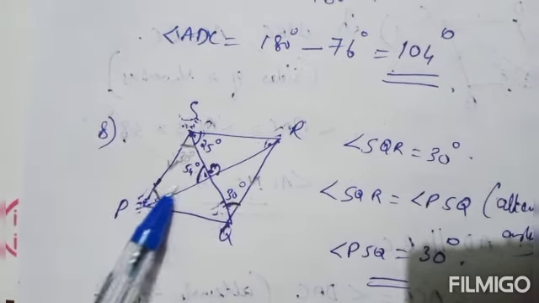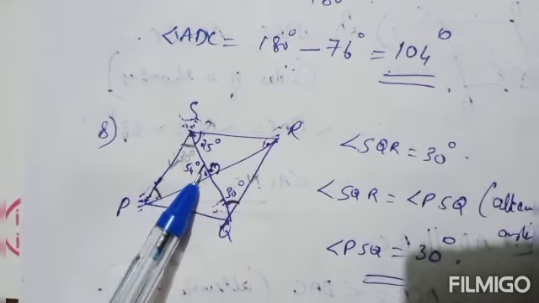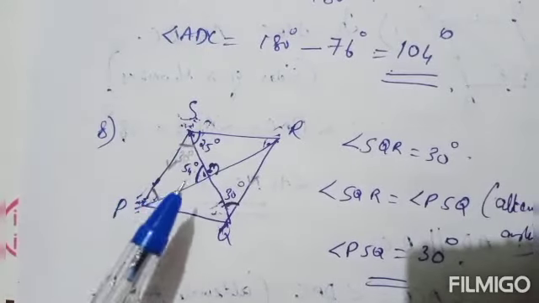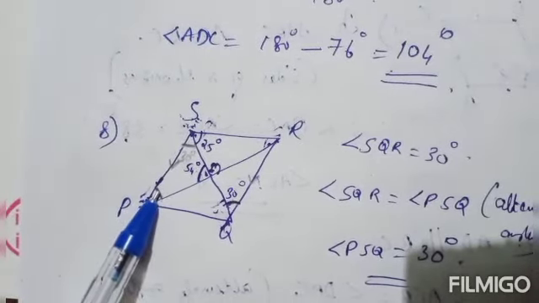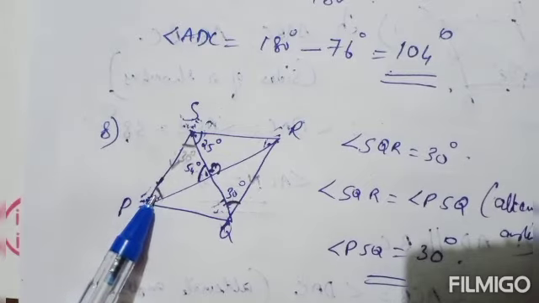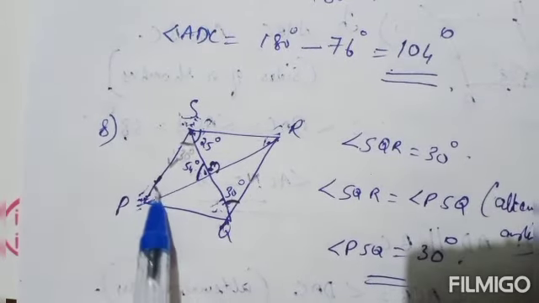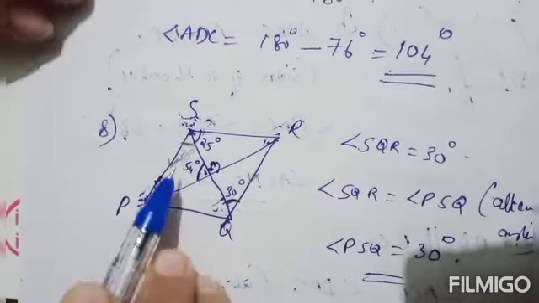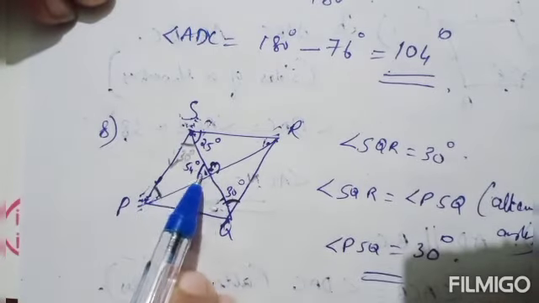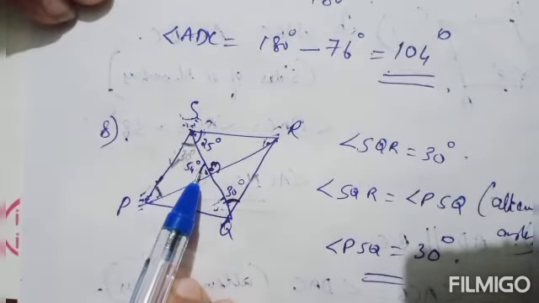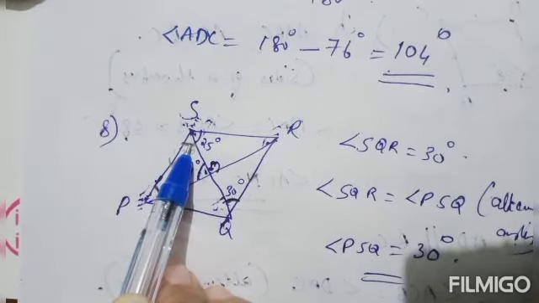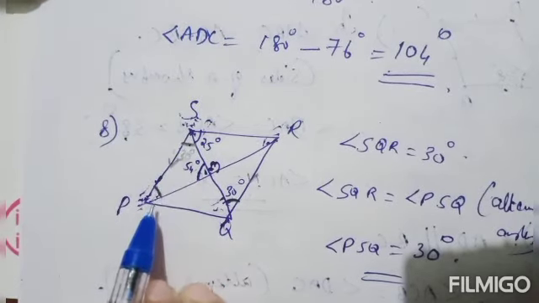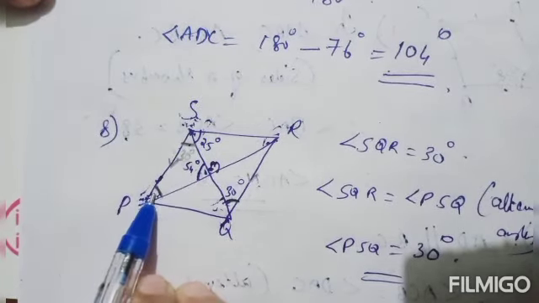Okay, by using the angle sum property of a triangle, that is, the sum of three angles of a triangle is 180 degrees, you can find the third angle, that is RPS. Applying the angle sum property in this triangle, what will you get? Angle PMS plus angle QSP plus angle RPS equal to 180 degrees.